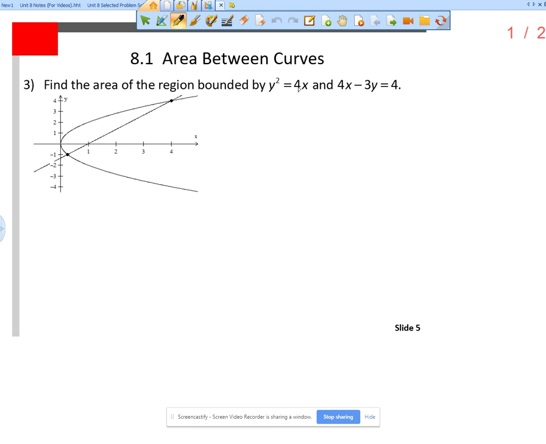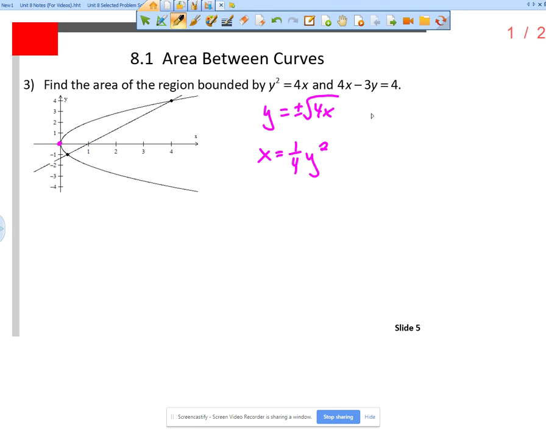We need to realize that y squared equals 4x can be rewritten as y equals plus or minus the square root of 4x. That would be the top half of a sideways parabola and the bottom half of a sideways parabola. Or I could rewrite it as x equals 1/4 y squared. That is a sideways parabola facing to the right, and the 1/4 would stretch it out and make it wider than normal.